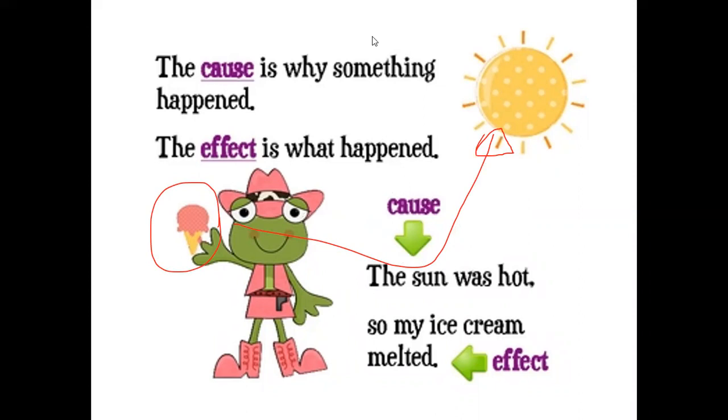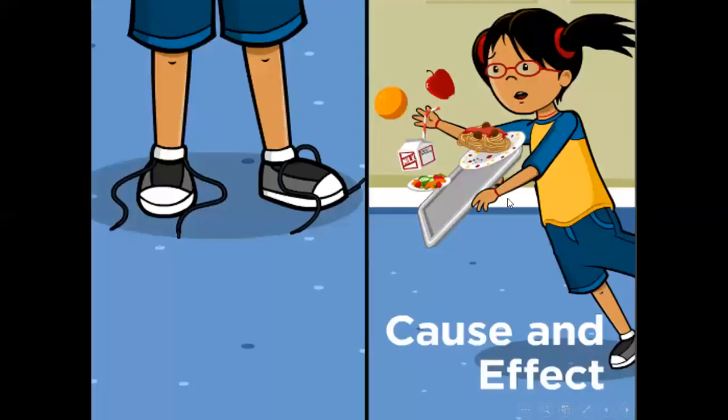What's the meaning of cause? The cause is why something happened. The effect is what happened. Look at here. This girl fell down. Why? Because she forgot to tie her shoelaces. She fell down because she didn't tie her shoelaces. So the cause is not tying the shoelaces. The effect is falling down.